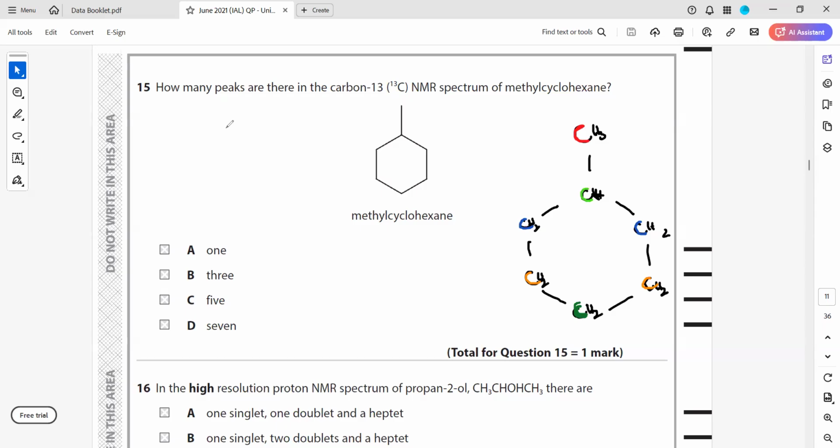So five different carbon environments are there. So the correct answer for this one should be C. Is it clear? How five different carbon environments, five different neighbors? Is it clear? Okay.